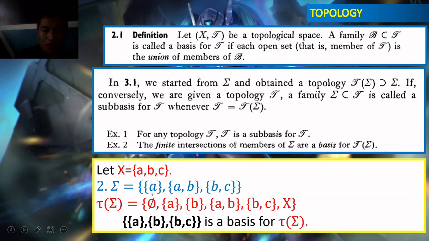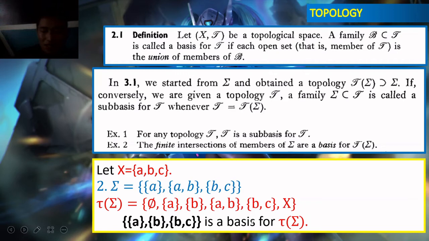So, A intersected with itself is A. AB intersected with BC gives the set containing B. And then BC intersected with itself is BC. Finite intersections only. So this class is now a basis for tau sigma. Right? It is a basis for tau sigma.